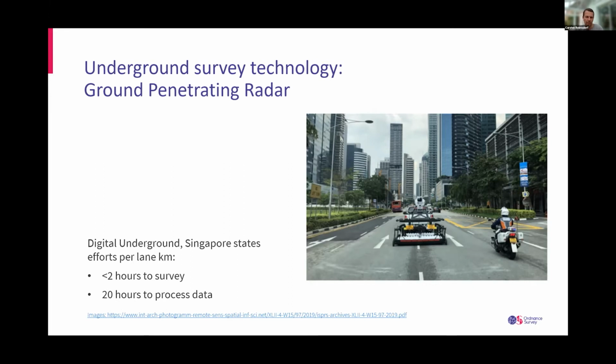And from one of the papers that they published, it becomes clear that the effort of doing this is quite significant. So in order to survey 1 lane kilometer, they estimate a survey effort of actually deploying the kit of just under 2 hours with an additional 20 hours of processing time. And I think once you're done with this, you really have an image of what's underneath the street.